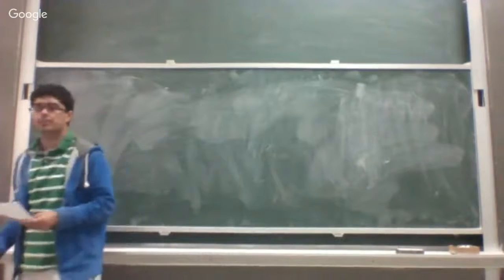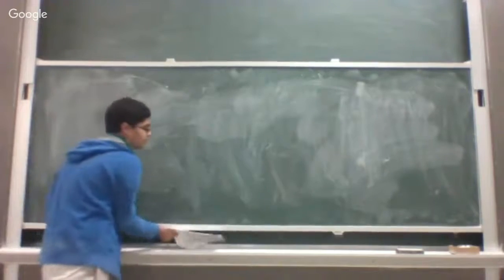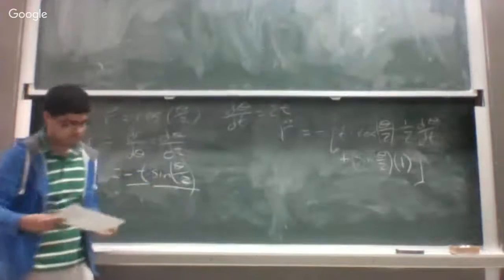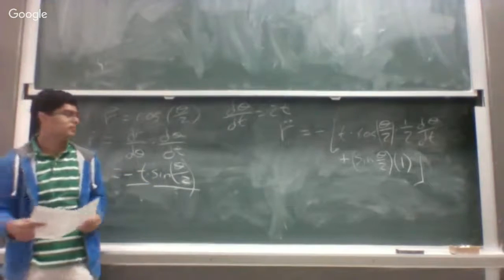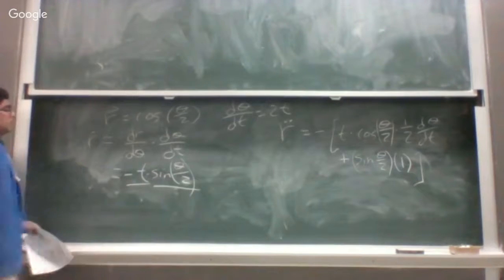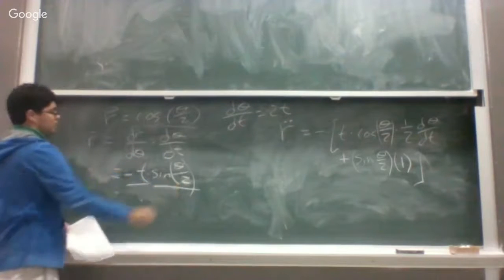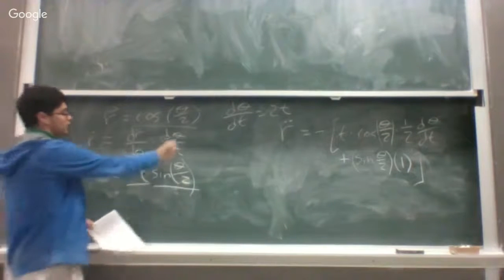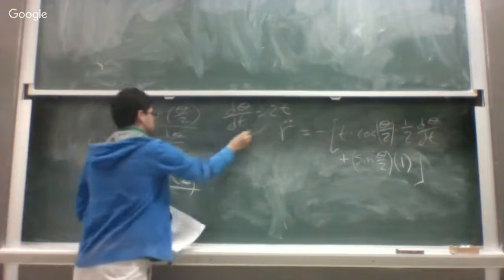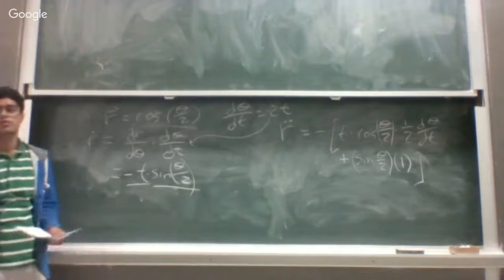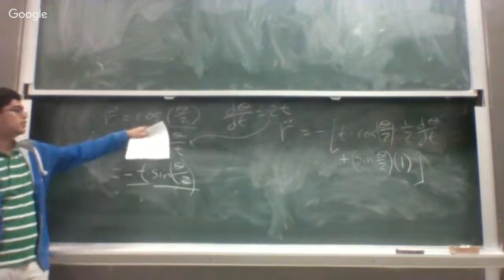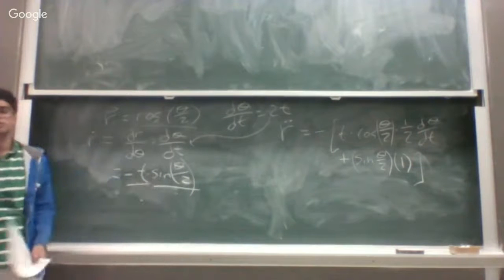Can you go back to the last one? Where did t come from? Right there? This t? Yeah, that's when you were doing the derivative of this. This is the answer. So if you do it, d theta dt is 2t. So you get t, and then the derivative of this is 1/2 cosine of theta over 2.